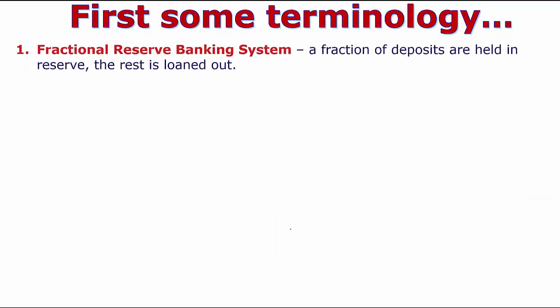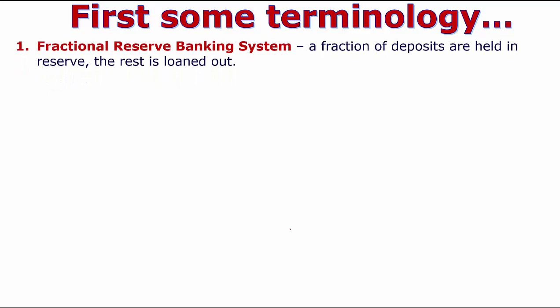Right, so first we've got to learn a little terminology. This is in your notes. You can just fill in the blanks basically, but these are all very, very important. In fact, these definitions are so important that you will not understand what we do after this unless you know these definitions. So keep them handy. Fractional reserve banking system. We just described that. That is where a fraction of deposits are held in reserve and the rest are loaned out.